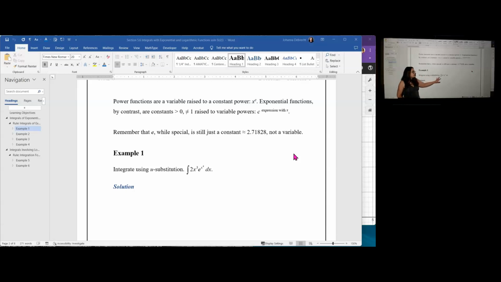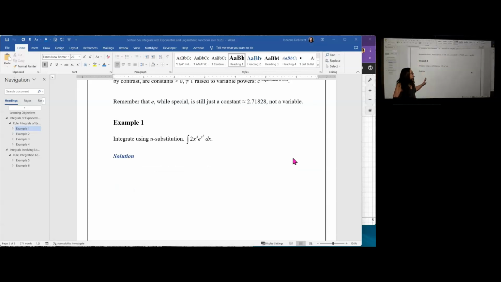Let's go ahead and integrate using u-substitution in example 1. We have the indefinite integral of 2x cubed times the exponential function e to the x to the 4th power with the differential dx. Remember that when we're looking for expressions to be u and we're dealing with an exponential function, the power expression on the exponential is where we typically look to find u. That would make x to the 4th u.